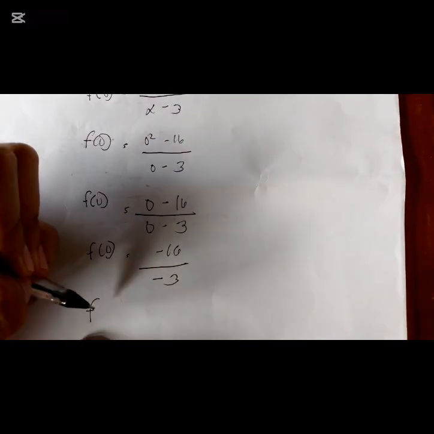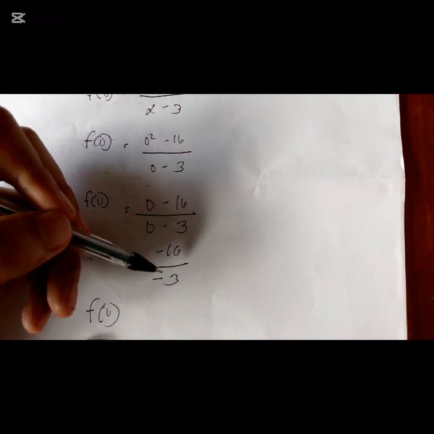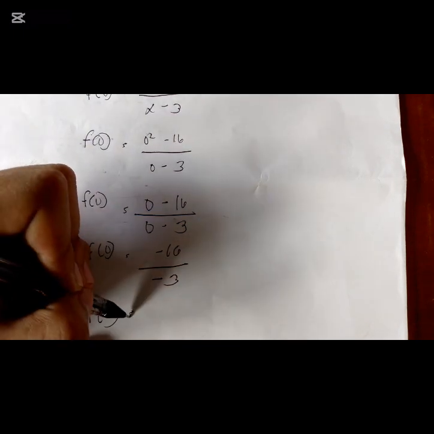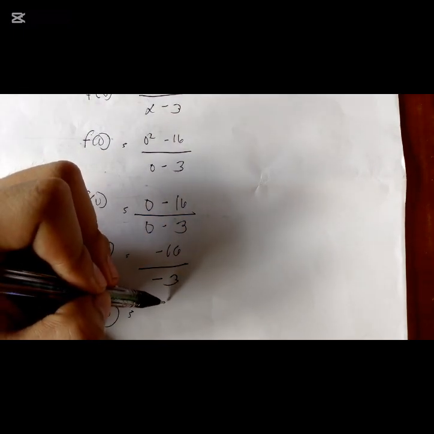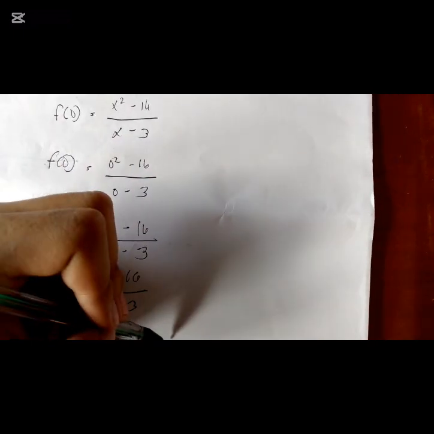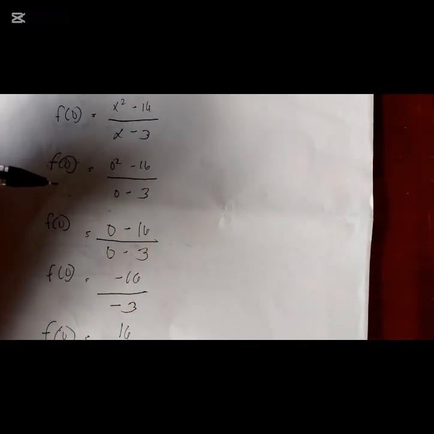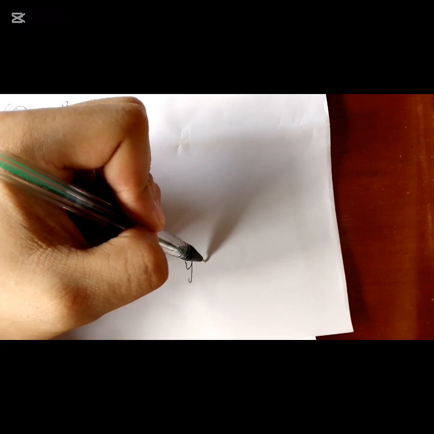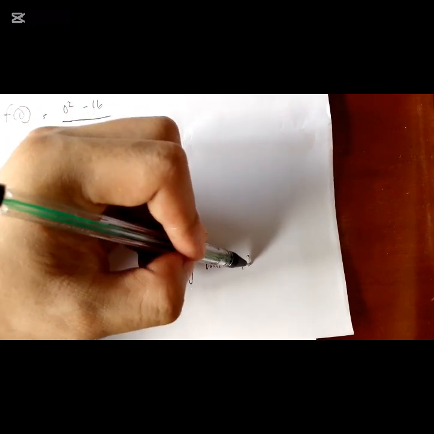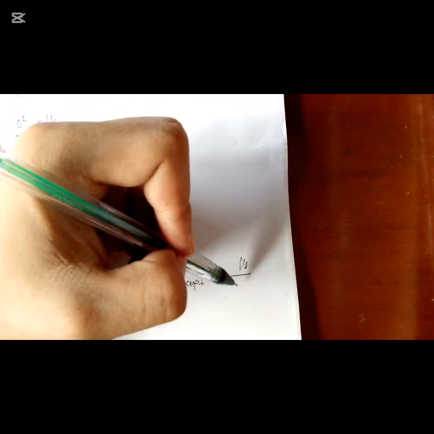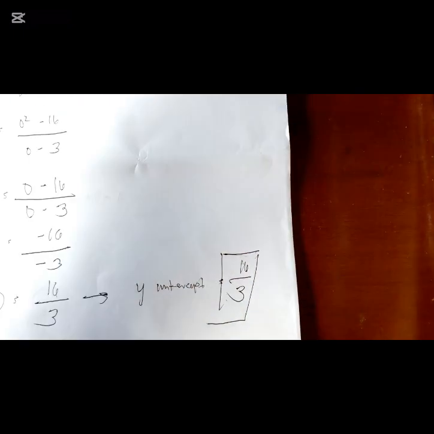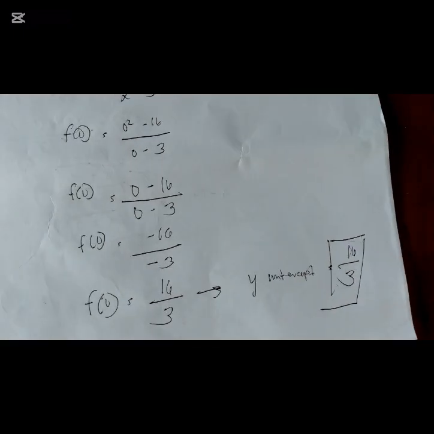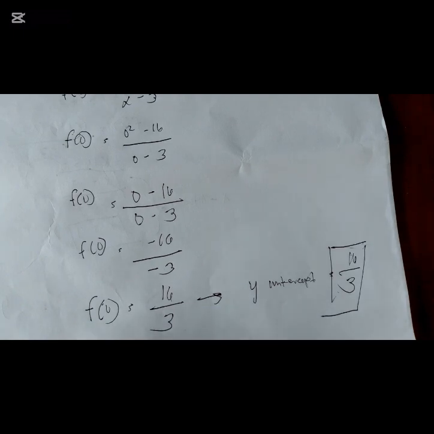So if we simplify this, negative divided by negative is positive. Therefore, our y-intercept is 16 over 3, because 16 over 3 is not simplifiable. So the y-intercept is equal to 16 over 3. And that's how to find the x and y-intercepts.